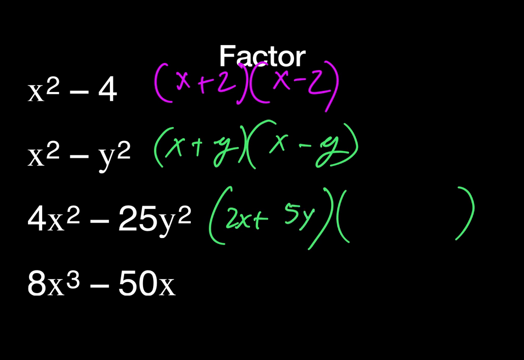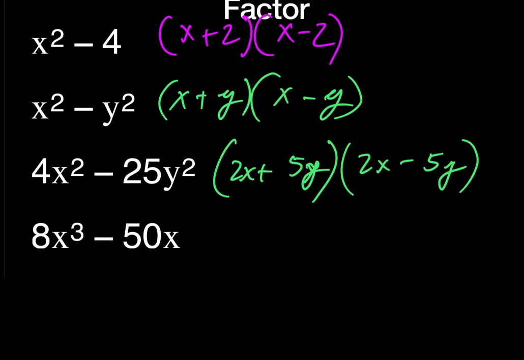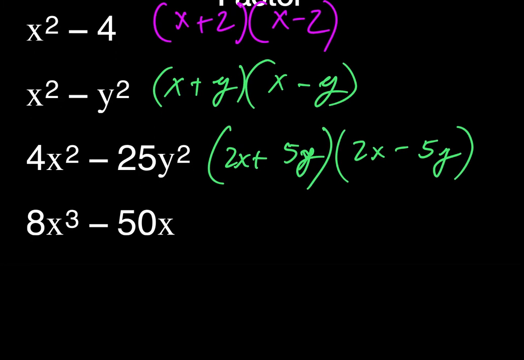2x plus 5y, yes, and 2x minus 5y. Well done. Now, got to do a step first, and then we can do the final factoring. What's the first step? Greatest common factor. What is the largest number that goes into both 8 and 50?